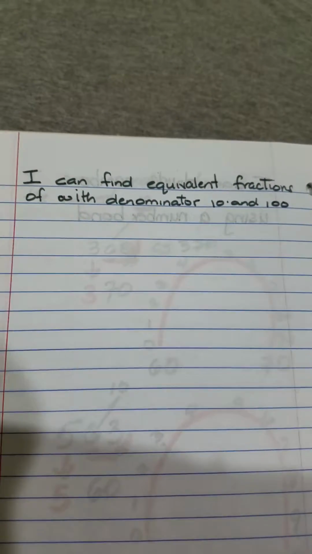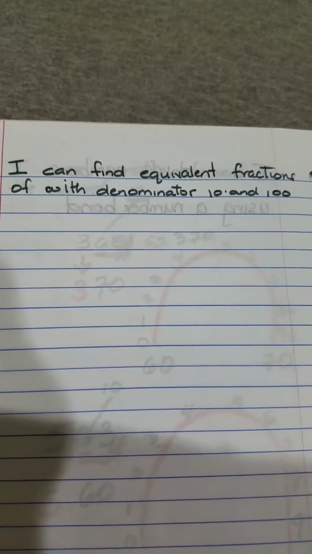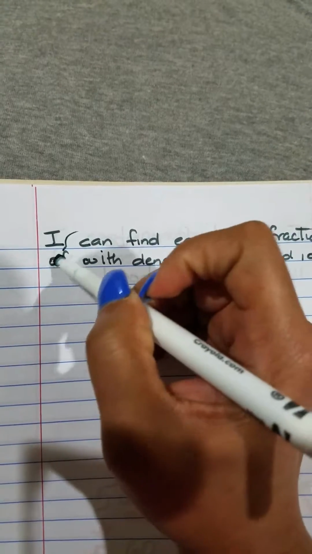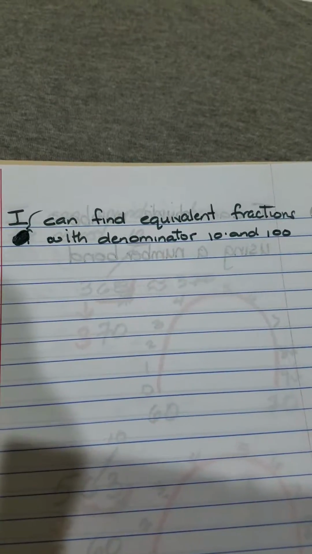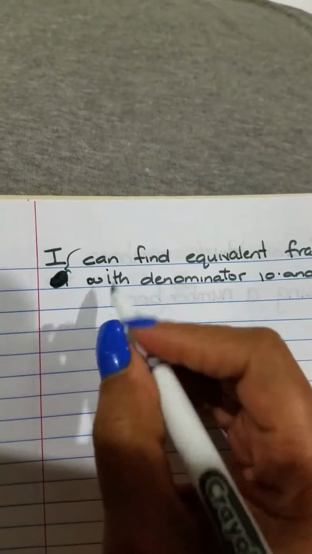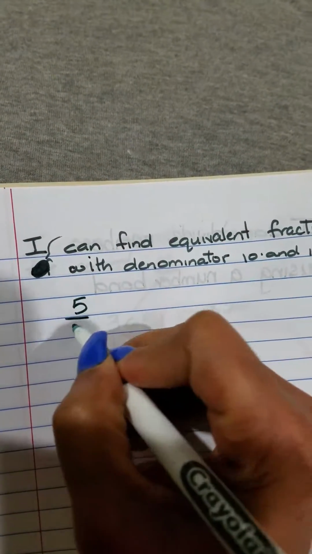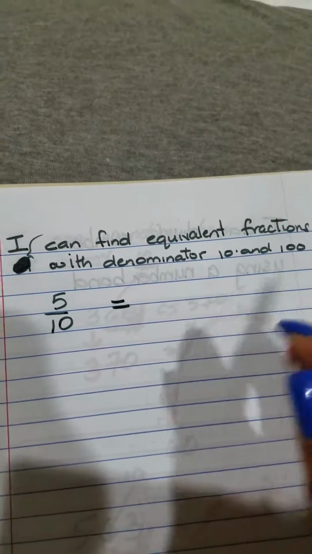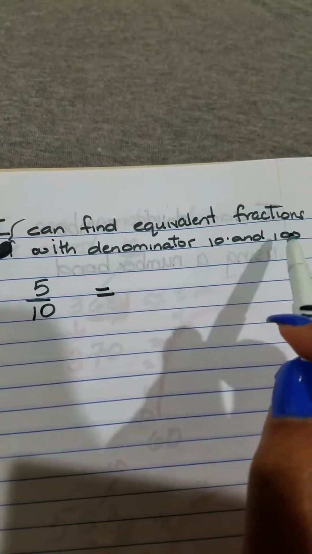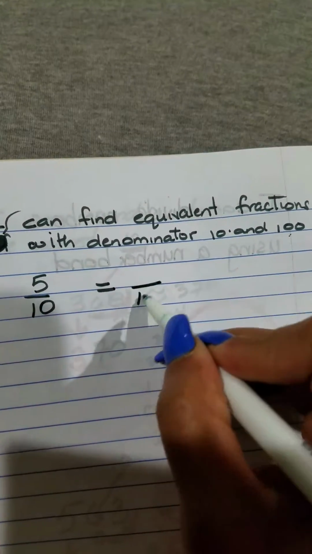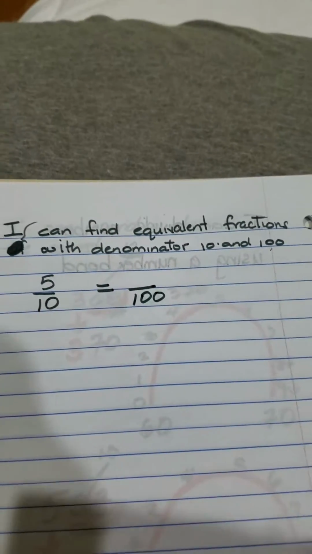Our next lesson talks about finding equivalent fractions with denominators of 10 and 100. Again, I can find equivalent fractions with denominator 10 and 100. So say, for example, we have 5/10, and we want to find a fraction that's equivalent to 5/10, but the denominator that we're looking for has to be 100.